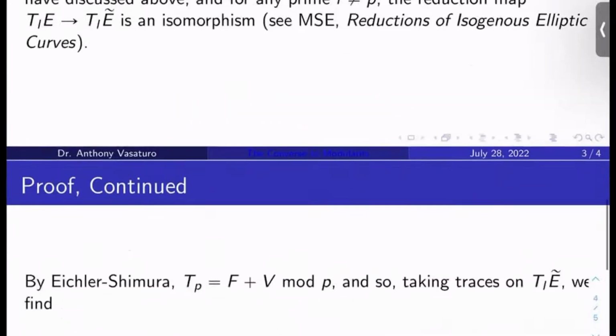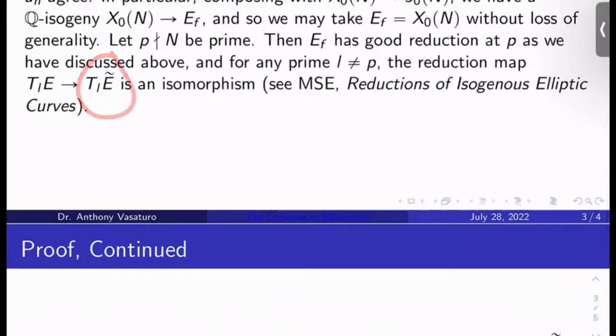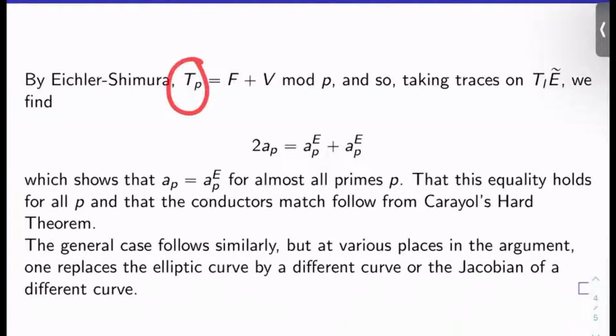By Eichler-Shimura, when I'm working on this reduced curve E tilde mod p, the Hecke operator T_p is just Frobenius plus Verschiebung. Verschiebung is just the transpose of Frobenius, you recall. I have a whole video on Eichler-Shimura if you want to go back and watch that. And so what I'll do is I'll just take traces of both sides on the l-adic Tate module of the reduced curve. Remember, E tilde here is just the reduction of X_0(N) mod p. Okay, so what do I get when I do that? You can show using a pretty easy characteristic polynomial argument that the trace of Frobenius is just a_p, or using my notation above, a_p(E).